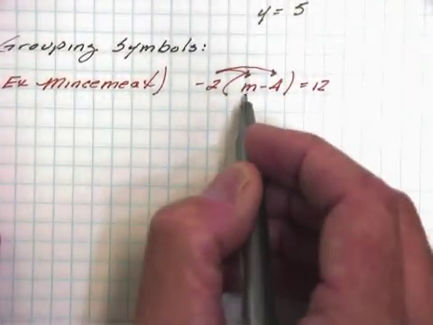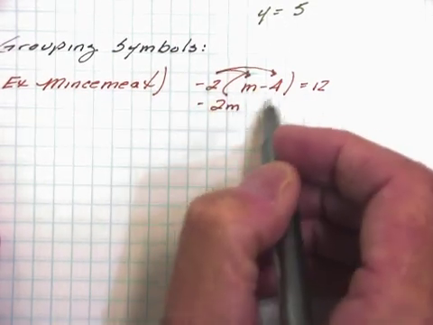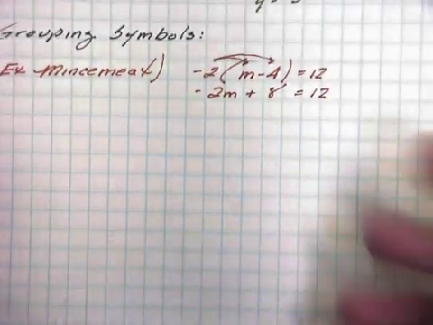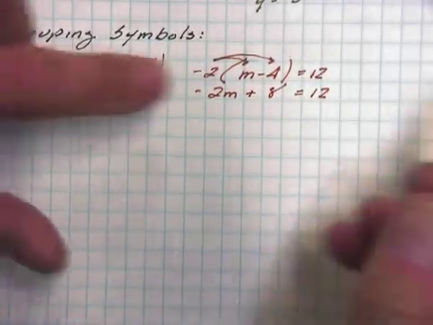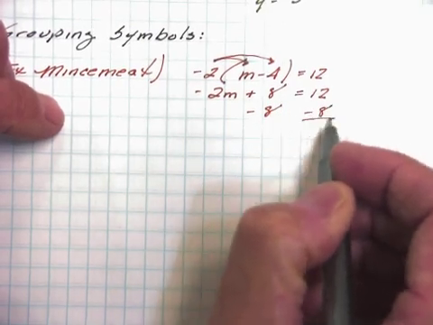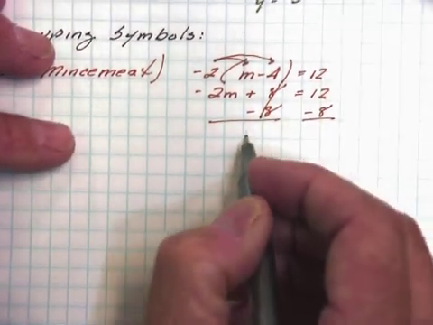Let's start by distributing, because I think this is how most people would tackle the problem the first time they see it. So negative 2 times m, that's negative 2m, and negative 2 times negative 4 actually becomes a plus 8 equals 12. Now it's a standard two-step equation. The opposite of adding 8 is subtracting 8.